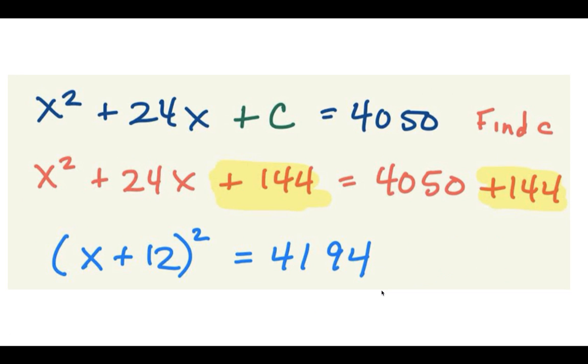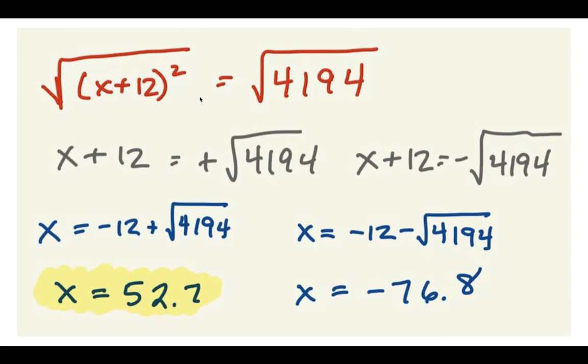I will find C, half of B squared, I get 144. I'll add that to the left, I'll add that to the right. Factor the left-hand side, combine my terms on the right-hand side.